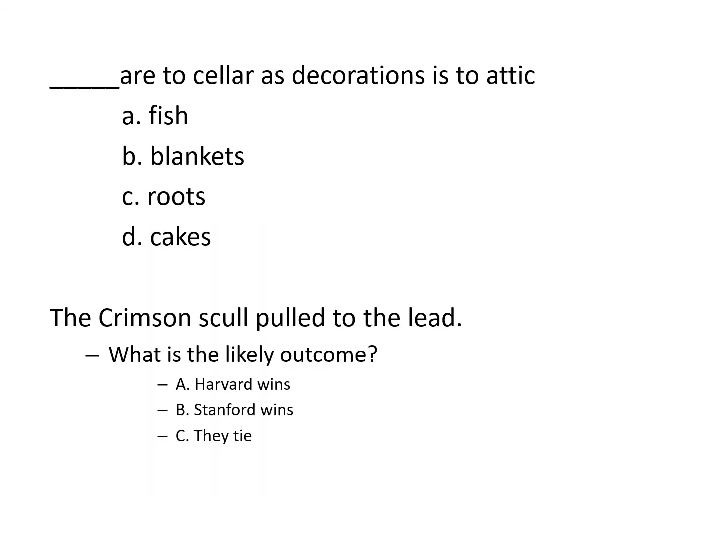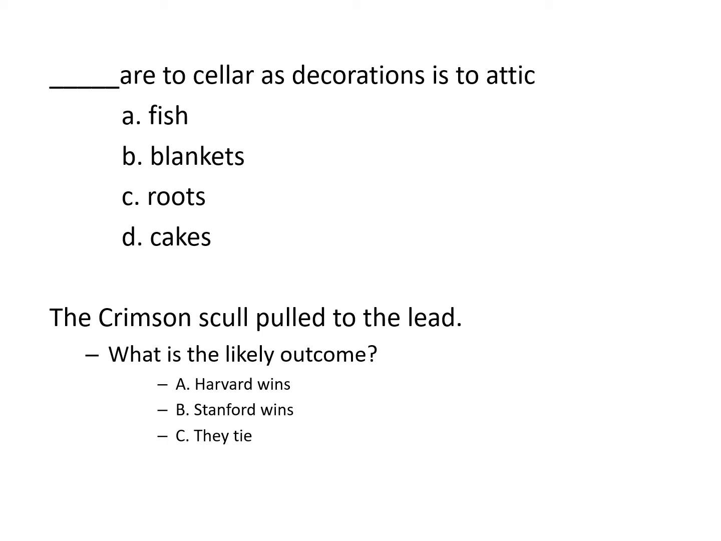So it's real in that it does affect people's life choices. So here is a made-up test. This is your college entrance exam. See how well you do. One of these is based on the region you live in, or it has something to do with whether your family can afford a house versus an apartment, and the other one is class-based. So blank is to cellar as decorations are to attic. Your choices are fish, blankets, roots, or cakes. To get this one right, you have to know what a cellar is, know what an attic is, and have ever stored things in a cellar or know people that have.